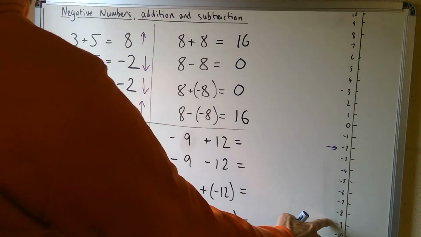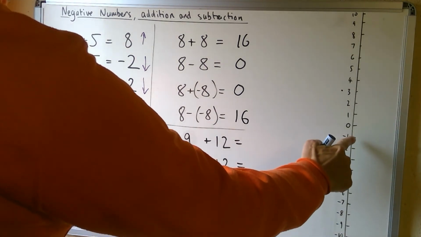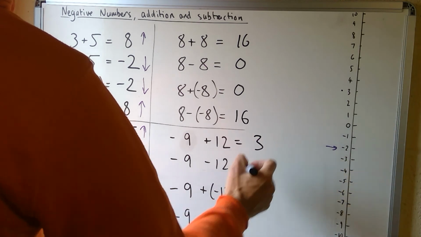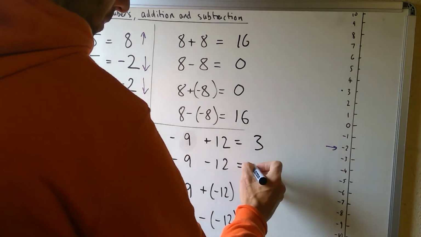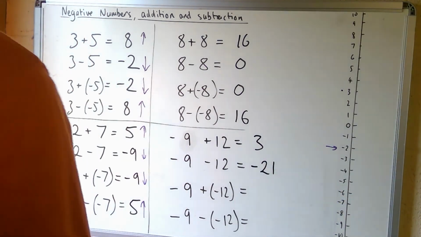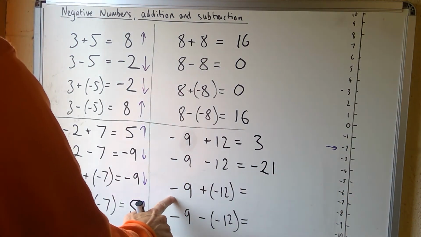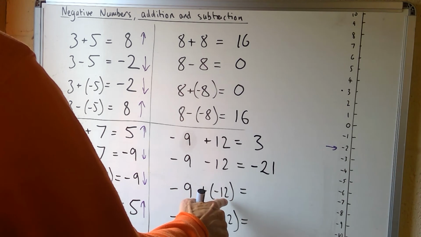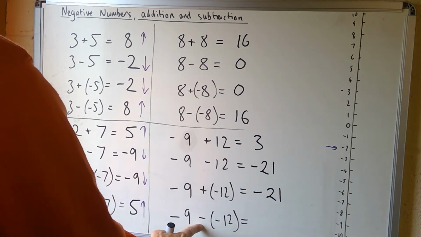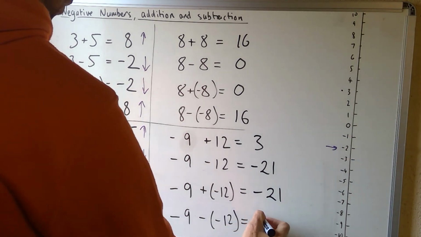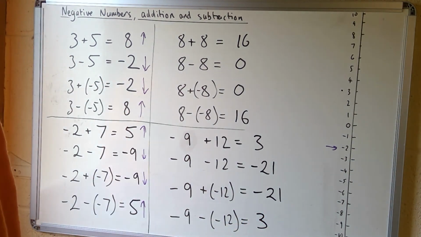Negative 9, I'm starting all the way down here, I'm going up 12, takes me past 0 up to 3. Negative 9 take 12 will take me off the bottom of the scale here down to negative 21. Starting at negative 9 again, adding negative 12 takes me to negative 21 again. Taking negative 12 will take me back up to 3.